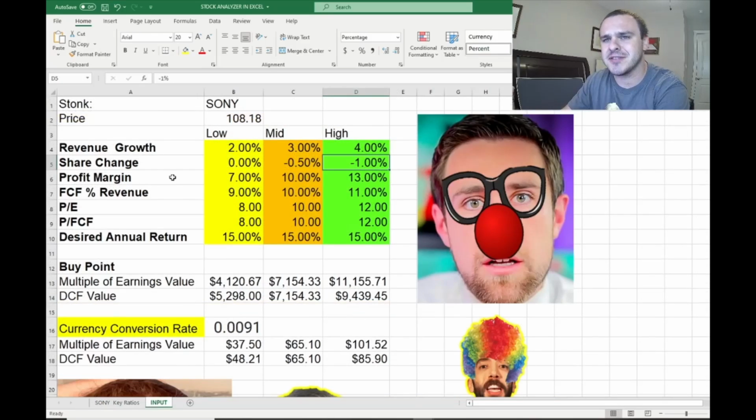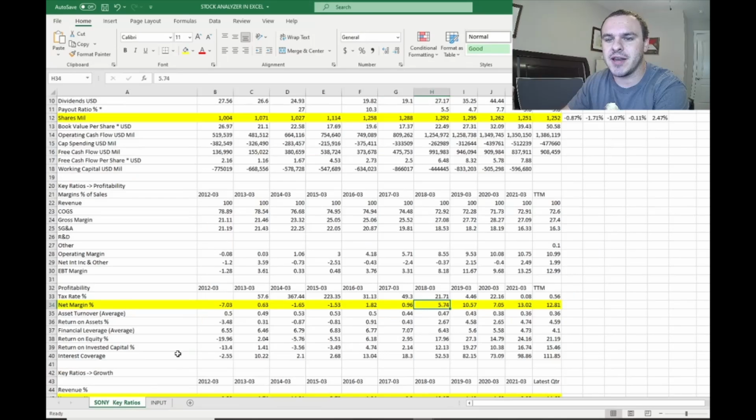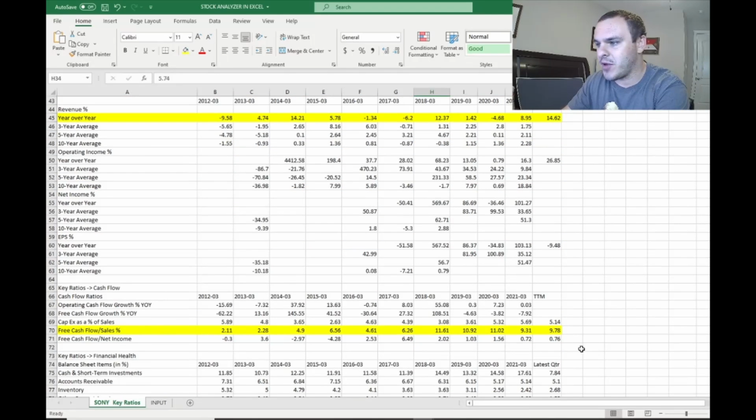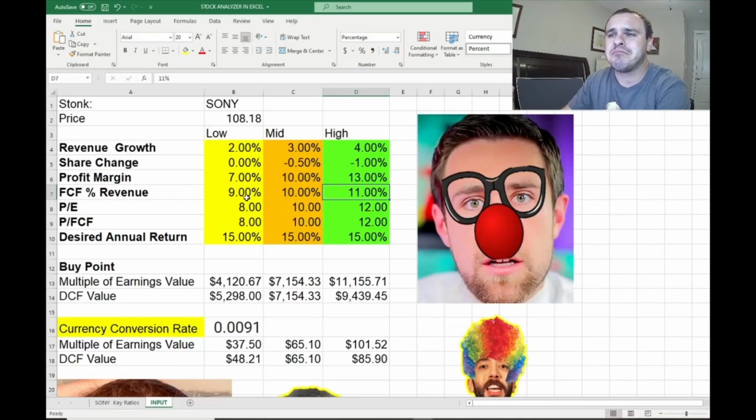It's your analysis, okay? Free cash flow as a percentage of revenue, 9, 10, and 11%. Go back to the key ratios. It's highlighted, and we have it here. So here's been roughly the range since 2018. 9, 10, 11, something like that. And then about 9.7 over the last 12 months. So I think that's pretty reasonable. 9, 10, 11.